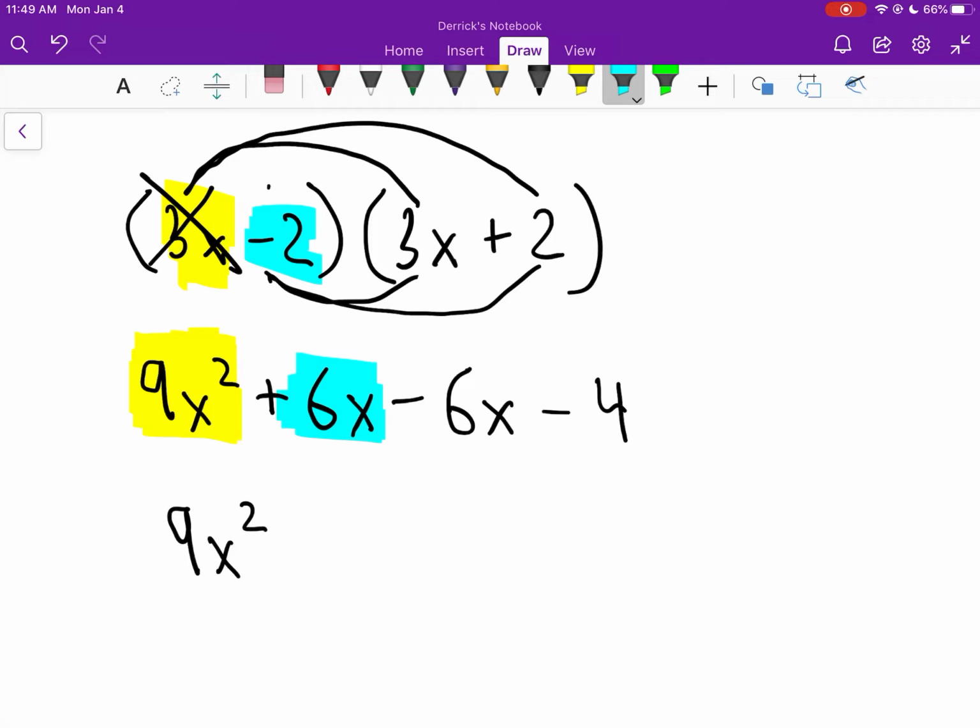Moving on, the next term that I see is a 6x. Just one single x, x to the first power. So if there's any other terms that also have just an x to the first power, those would be like terms that I could combine.